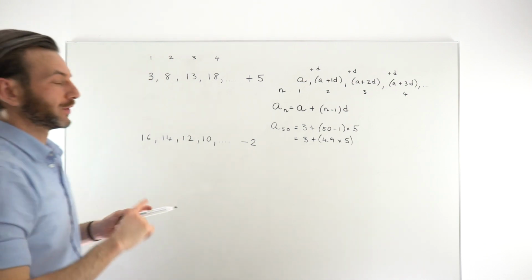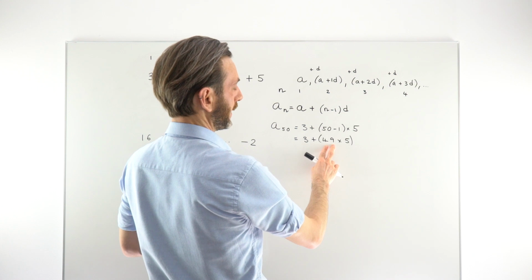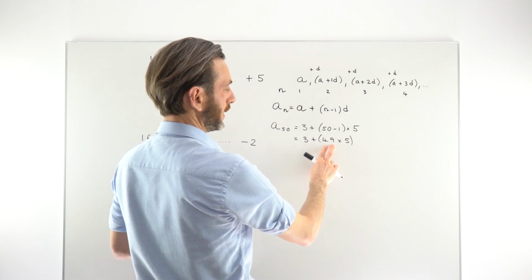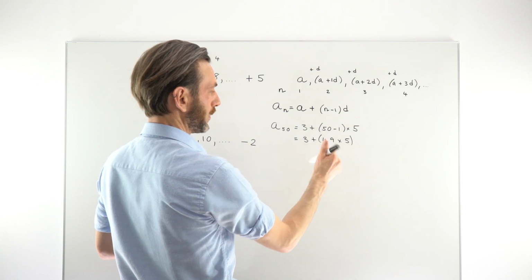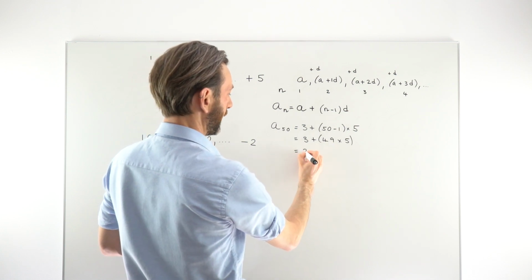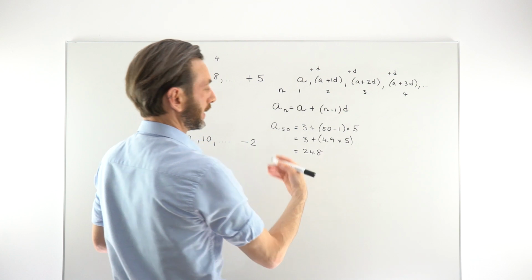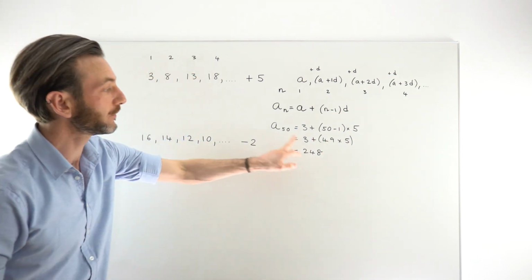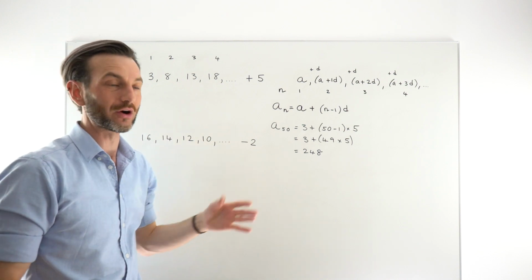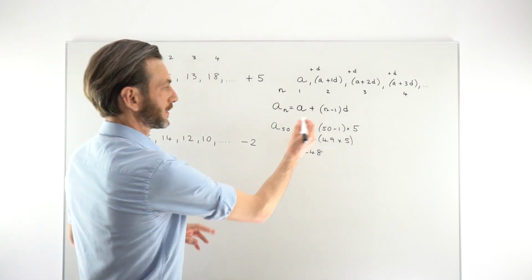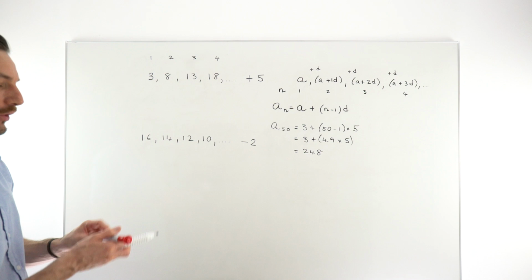So what would that be? So if that was 50, then that would be 250, take away 5, so it's 245, so it's 248. So pretty quickly get that term, whereas if you wrote out all of those numbers to the 50th number, you're going to be there forever writing out all those numbers. So that's basically why we want to have the general formula.